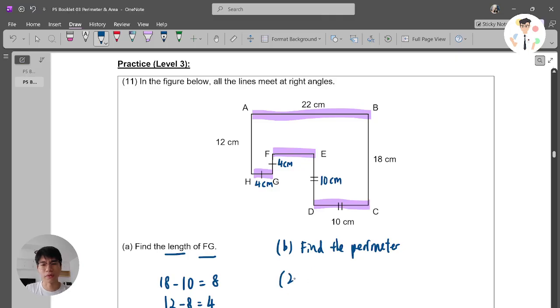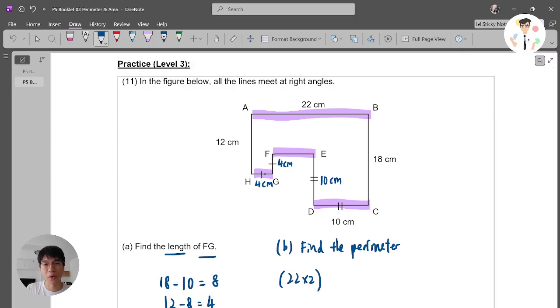Again, why do I need to find that? I can just add 4 plus 10, right? But the problem is I don't know what is here. I can find out by using 22 minus 4 minus 10, but that is not my purpose. My purpose is to add them up. So I can just say 22 times 2. That will give me all the purple color part.